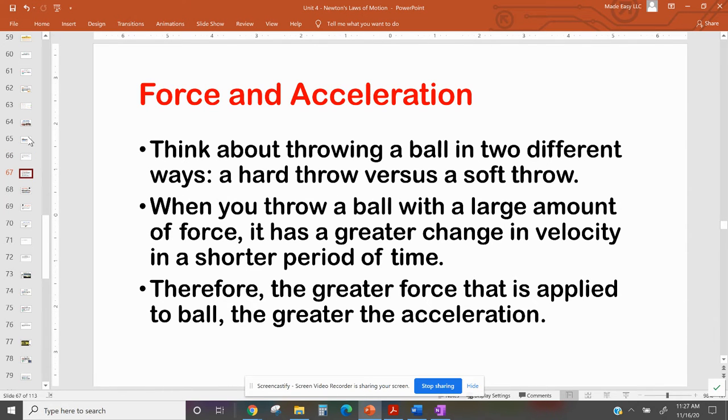Think about throwing a ball in two different ways, a hard throw versus a soft throw. Obviously, if you throw a ball very hard, you're using more force than if you are throwing it very softly. When you throw a ball with a large amount of force, it has a greater change in velocity in a shorter period of time. That's acceleration. Therefore, the greater force that is applied to a ball, the greater the acceleration.